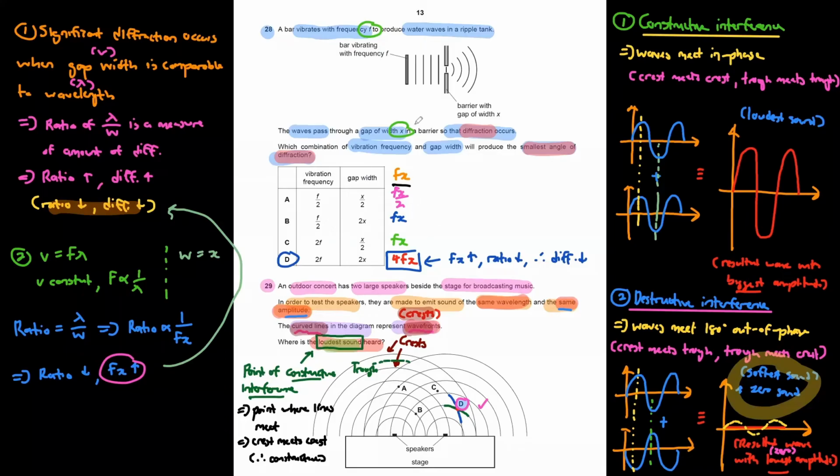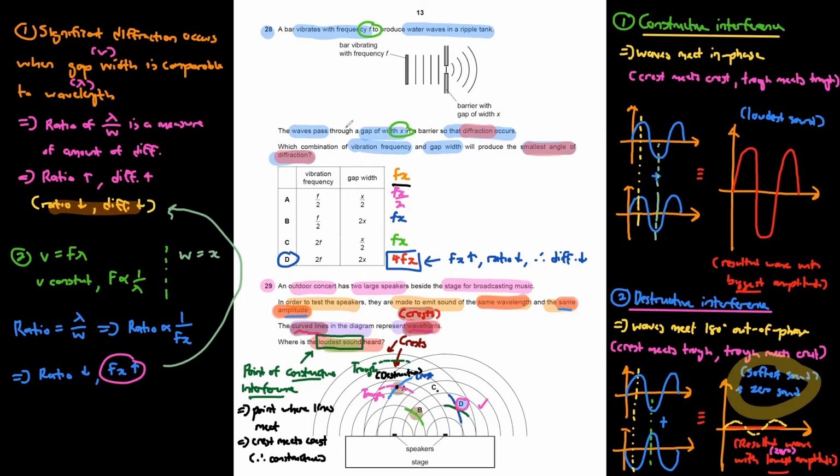If you look at point A, you will notice that there's this one line here, and then it will meet with another line in between the lines. This one is your crest meeting with a trough over at this particular point. So this part is going to be destructive.